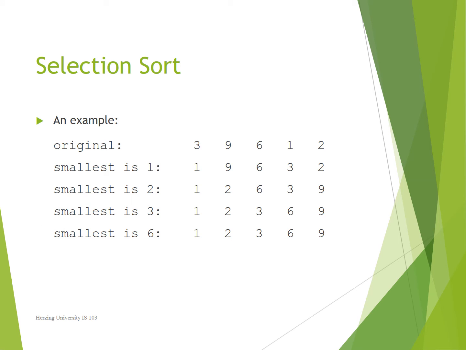So here's an example of selection sort. You have your original line, which is 3, 9, 6, 1, and 2. The smallest is 1. Then the smallest is 2, the smallest is 3, and the smallest is 6. So basically you're putting them in order: 1, 2, 3, 6, and 9.